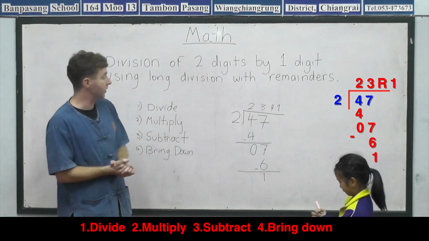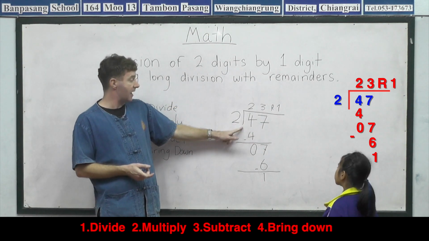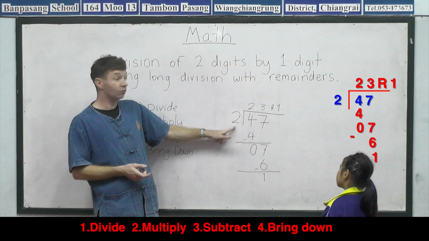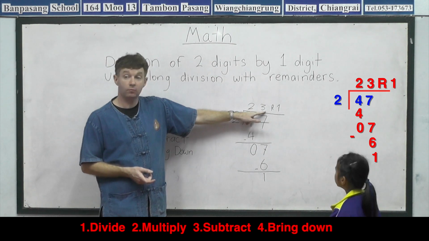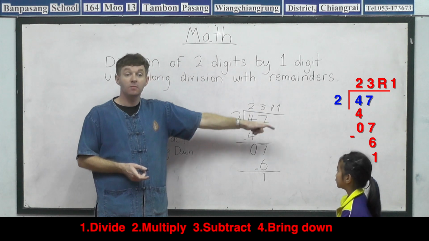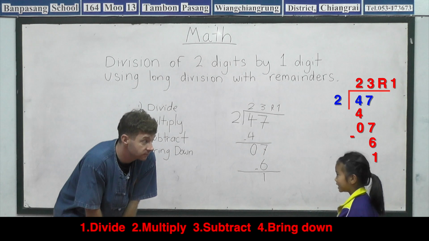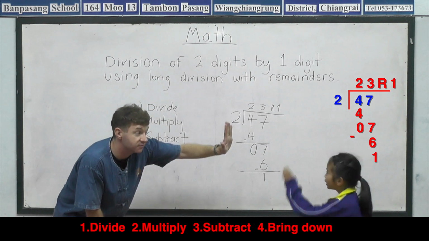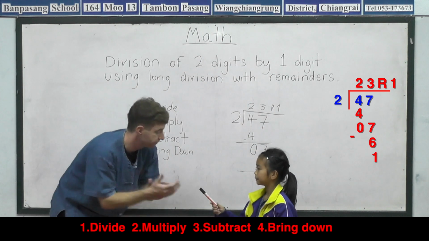Perfect. So we can say 47 divided by 2 equals 23 R1. Perfect. Prau, are you happy with that? Yes. Is that correct? Yes. Are you sure? Yes. High five. And rounds of applause for Prau for doing such a good job. Thank you.